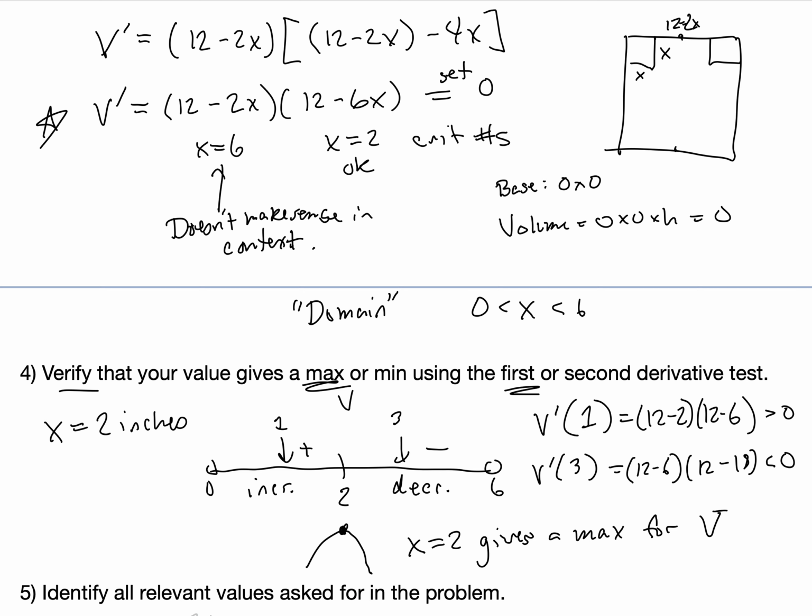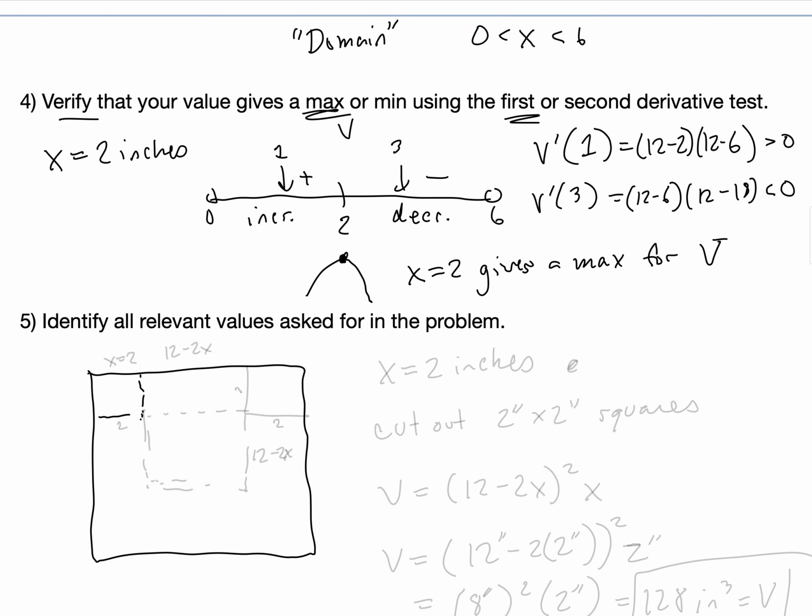So we have verified that that truly is a max, and now we want to identify all the relevant values asked for in the problem. So now we've got this sheet of tin. We now know that x equals 2 are the side lengths that we're going to fold up to make this box, 2, 2, 2.